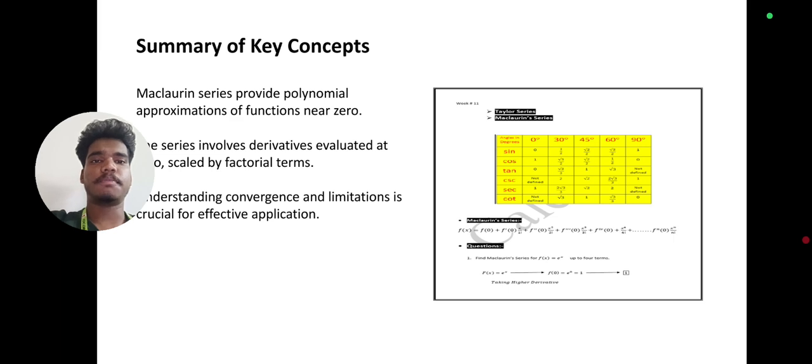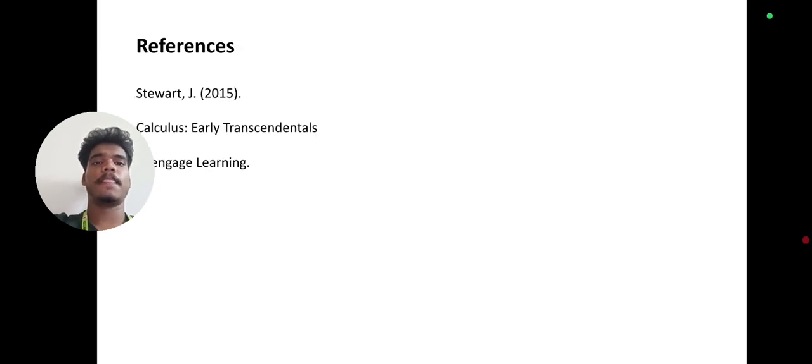Summary of key concepts. Maclaurin series provide polynomial approximations of functions near zero. The series involves derivatives evaluated at 0, scaled by factorial terms. Understanding convergence and limitations is crucial for efficient application.